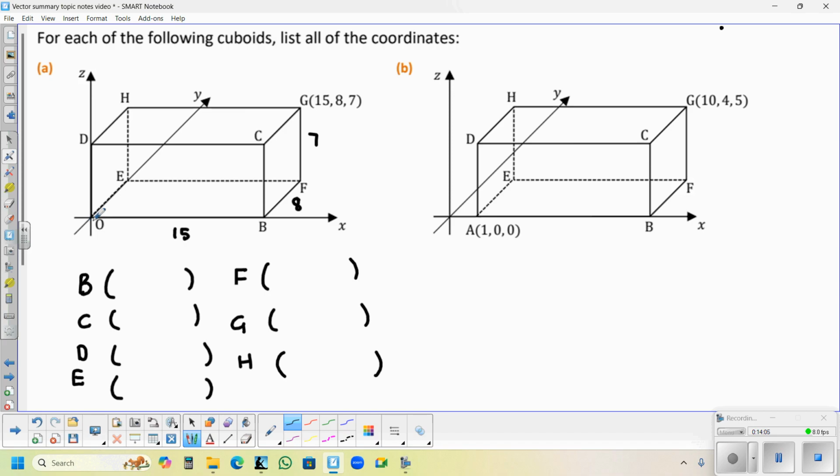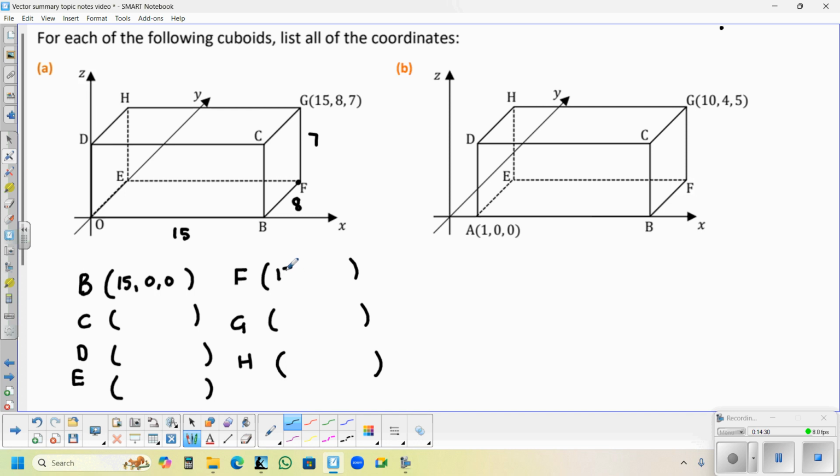So we want the coordinates of point B. So point B goes across 15. It doesn't go any in the y-axis. It stays there, and it doesn't go up and down. So B is the point 15, 0, 0. F is the point that's back here. So on the x-axis, we've got to go along 15. And the y-axis, we're going back 8, but we're not going up and down.